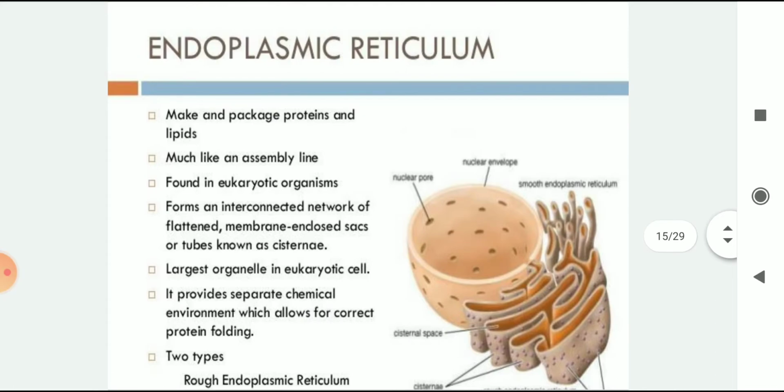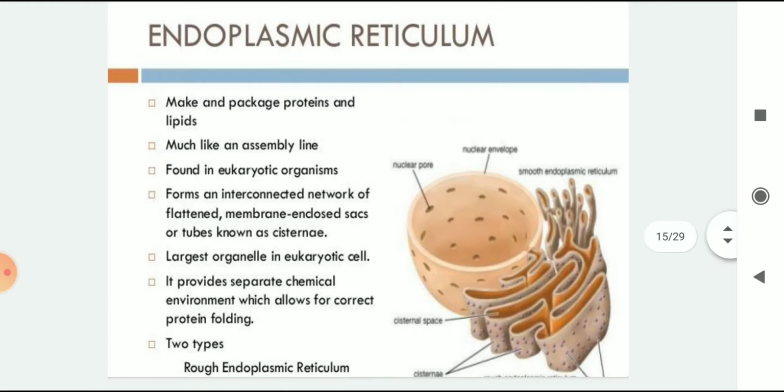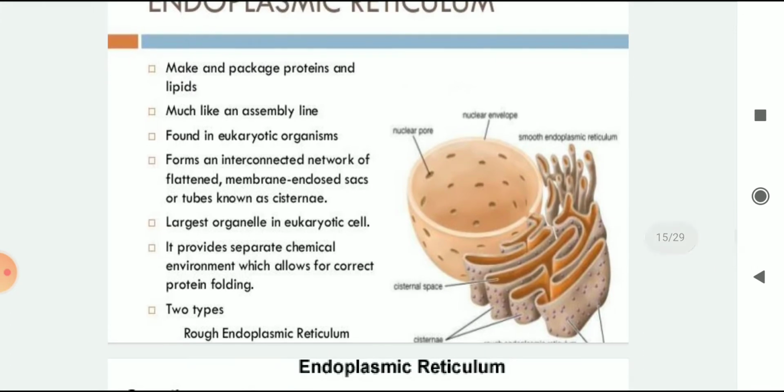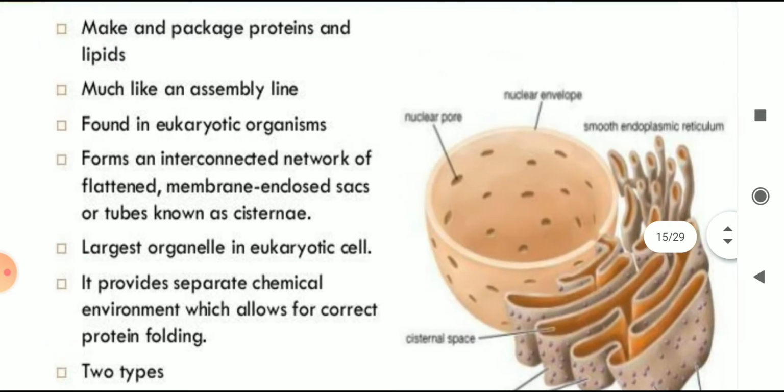What is endoplasmic reticulum? Just for revision purposes, I am going to say a few points. It makes and packages proteins and lipids. It works as an assembly line. It means it works in the packaging of everything. It is found especially in eukaryotic organisms. It forms an interconnected network among the cells. This is the largest organelle in the eukaryotic cell.